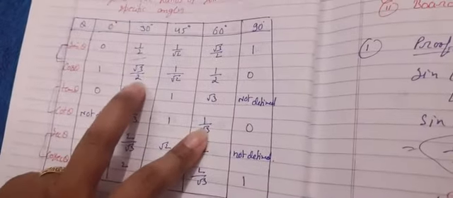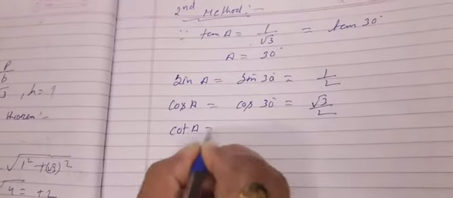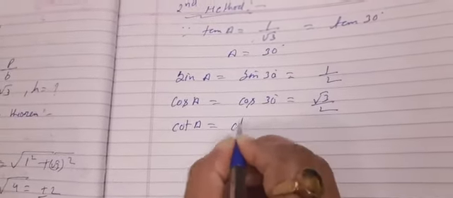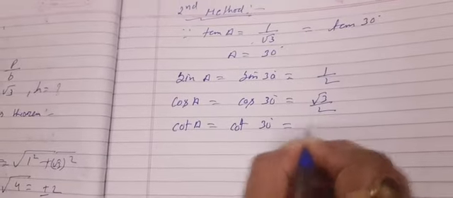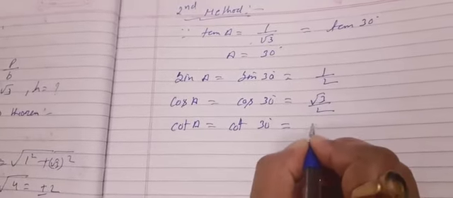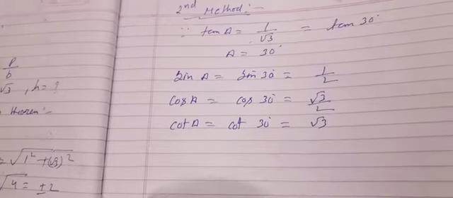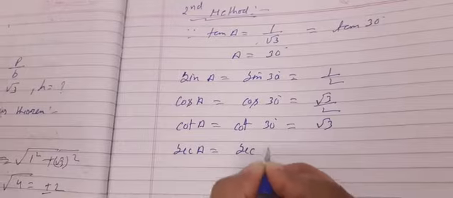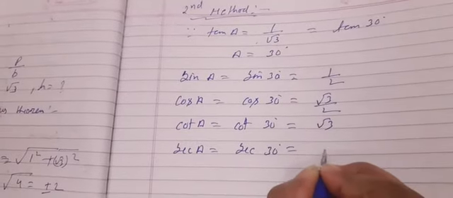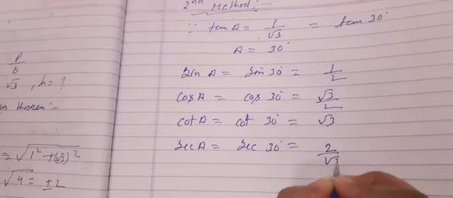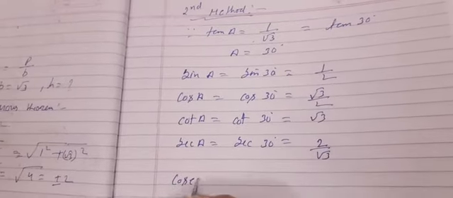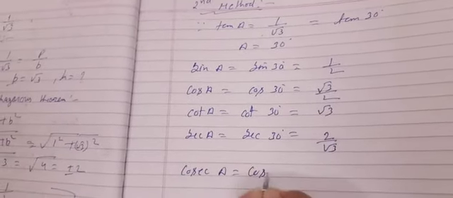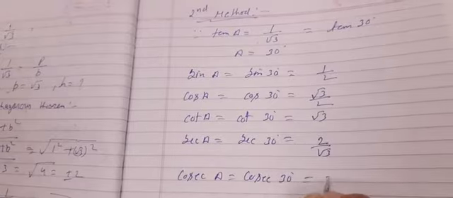Cos 30 degree root 3 by 2, sin 30 degree 1 by 2. Then cot A is equal to cot 30 degree, that is equal to what? It is root 3. Okay, and then sec A is equal to sec 30 degree. Sec 30 degree is what? 2 by root 3. And cosec A is cosec 30 degree, that is equal to 2.